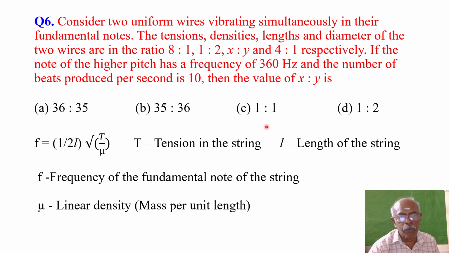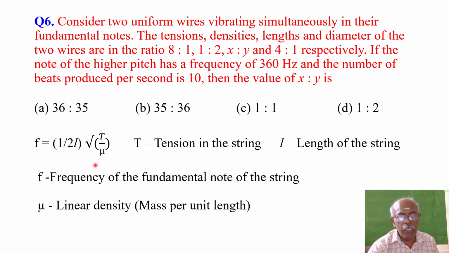As usual, you are given four options. A 36 is to 35. B 35 is to 36. C 1 is to 1 and D 1 is to 2. What is the answer, sir? It's a lengthy problem.